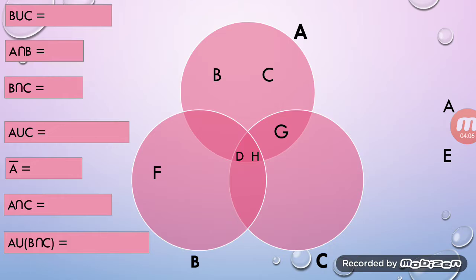Now C does contain G, but it's also coupled with A. So when talking about union, you're going to want the ones that are either in B or C. So in this case, it's D, F, G, H. Now it can be in both, but it has to be in one or the other.